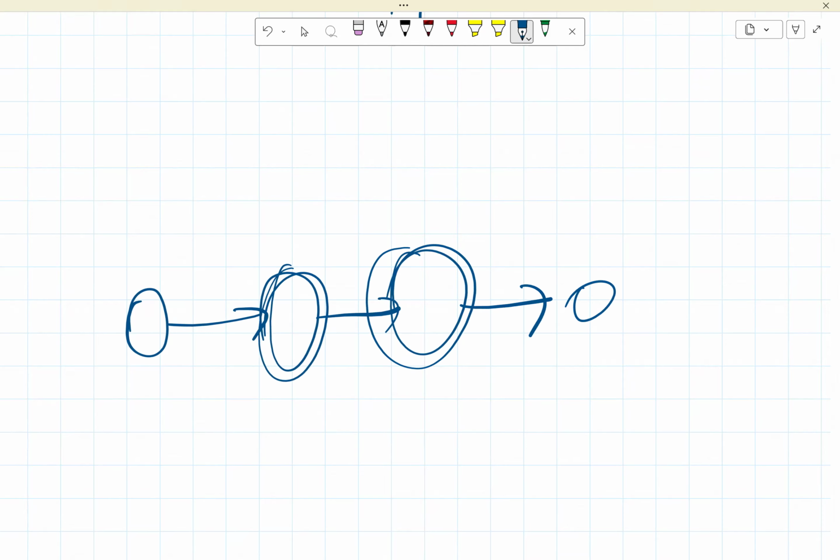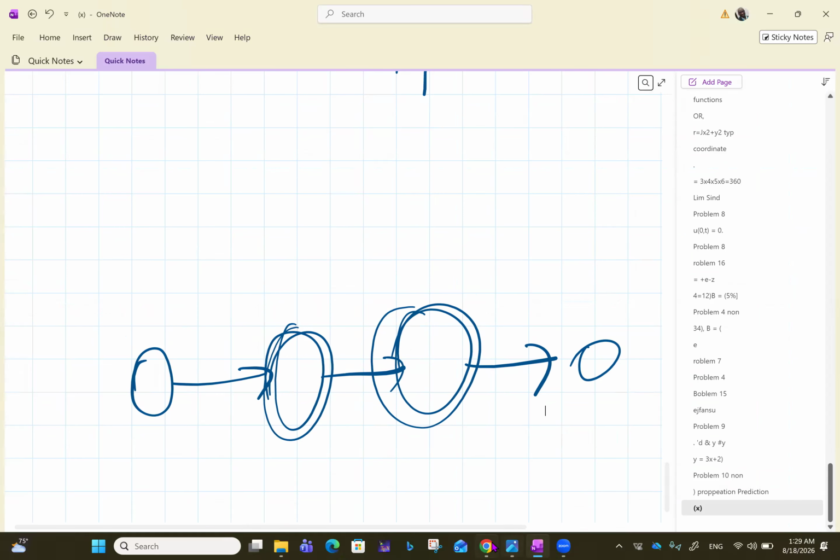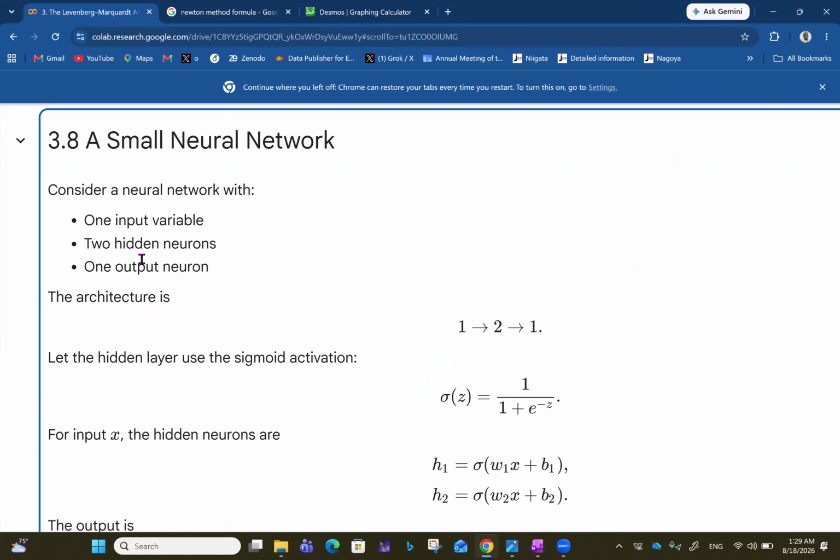Then you have the outputs. So this can be done better for sure. If you consider a neural network with one input variable, two hidden neurons, and one output neuron, the architecture is 1, 2, 1. So inputs, two hidden neurons, one output.